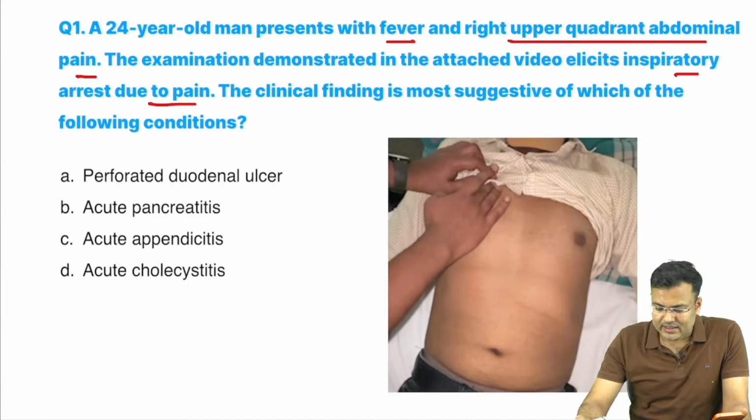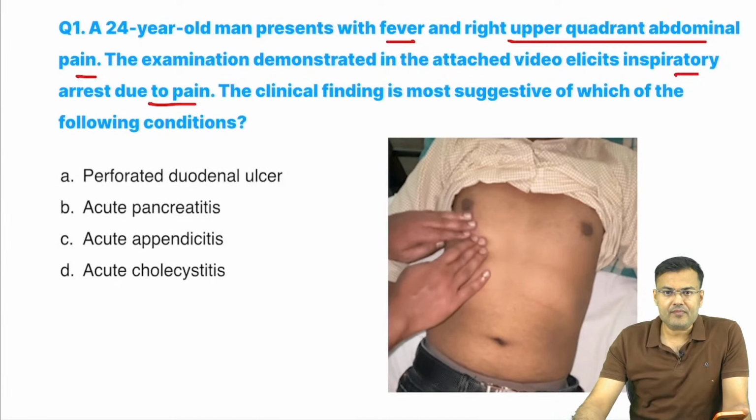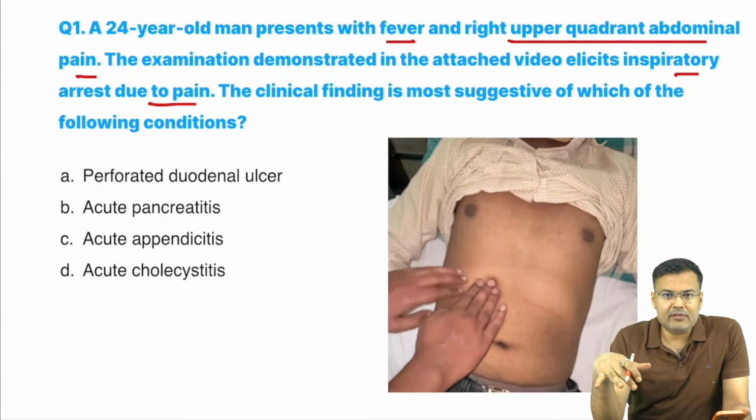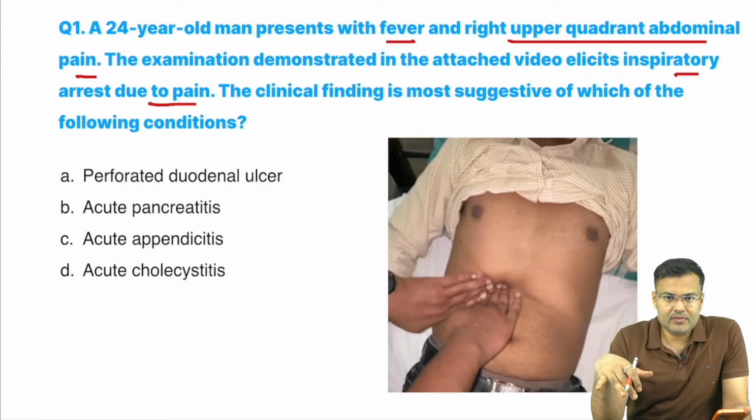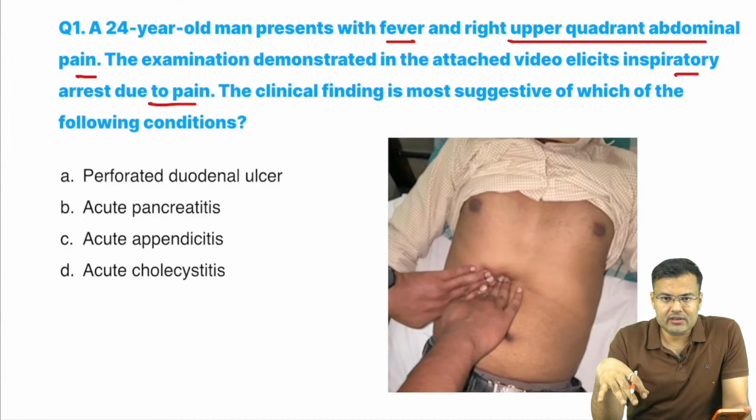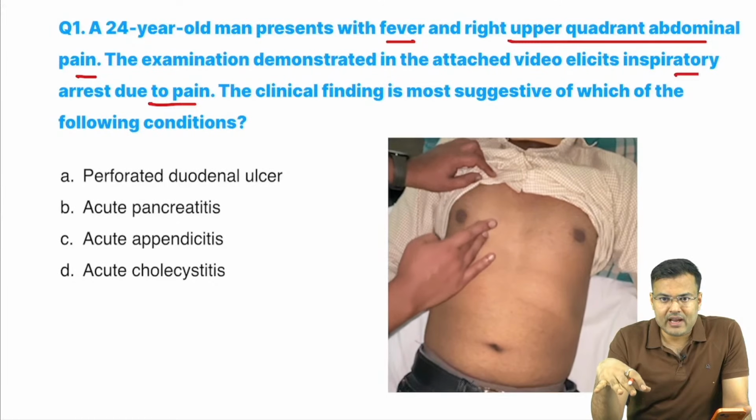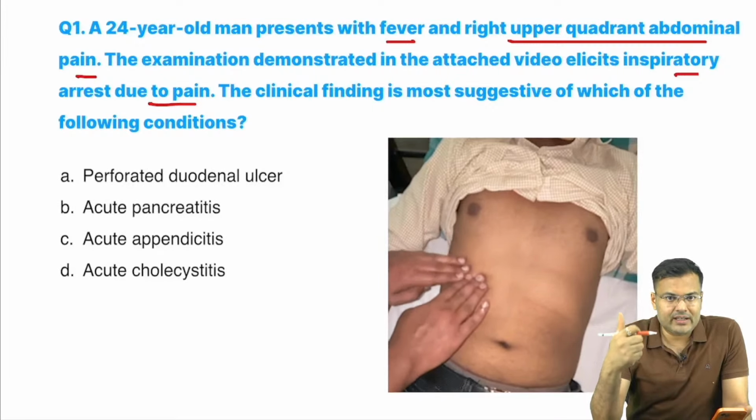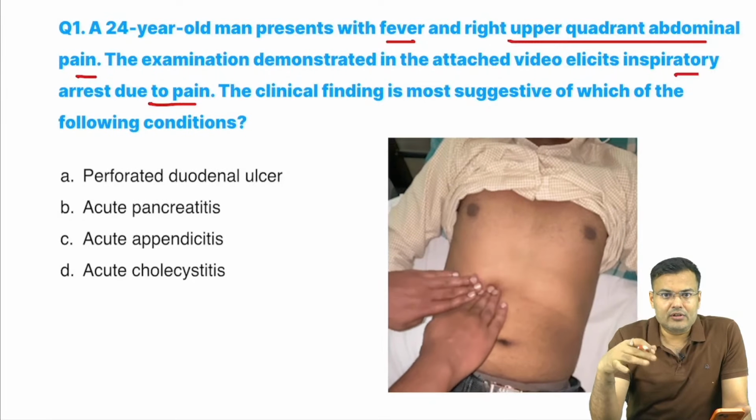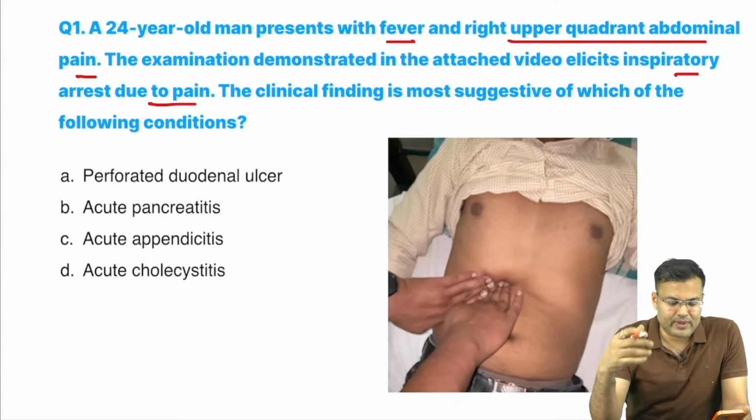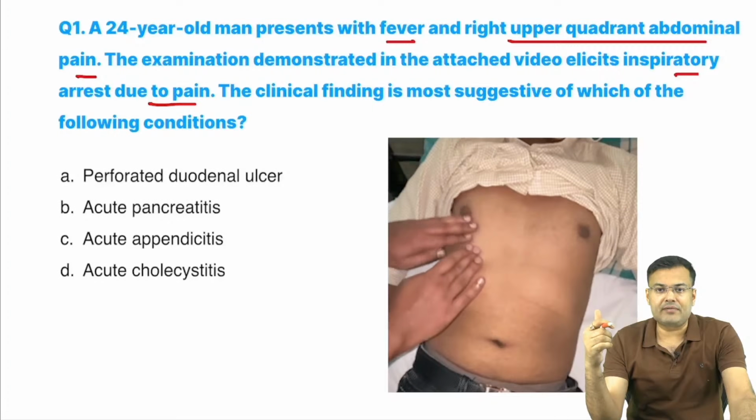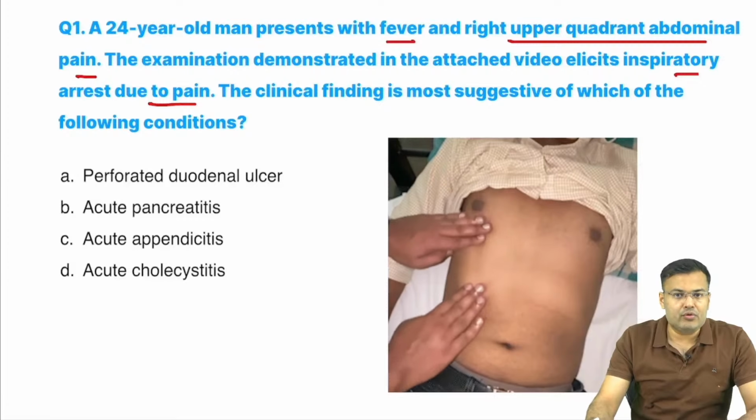So guys, see this and tell me what's the problem here. You can notice that the surgeon is pressing the tip of the right ninth costal cartilage, in the right upper quadrant, and the patient is catching the breath in inspiration. So there is inspiratory arrest due to pain. What is the name of this sign? All of you know that this is Murphy's sign and this is seen in acute cholecystitis.